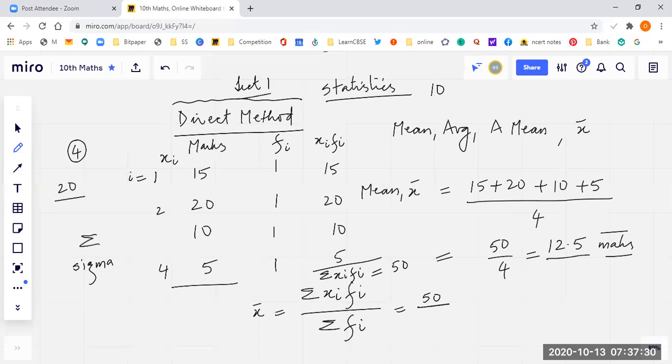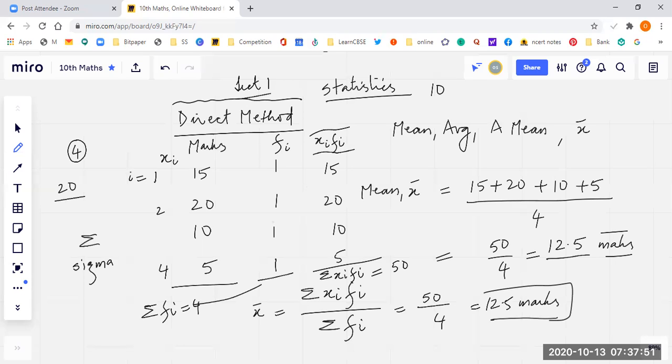And what is summation fi? 1, 2, 3, 4. So summation fi is equal to 4. If I divide by 4, I get the same 12.5 marks. Okay, fine. Summation xi fi is useful when the frequency is more, sometimes in bigger data. Like maybe 20 marks are got by 5 students. So instead of adding 25 times like we did here, we can simply multiply 20 by 5. This is a little bit of time saving. That's all. Let's solve one more question with another data.